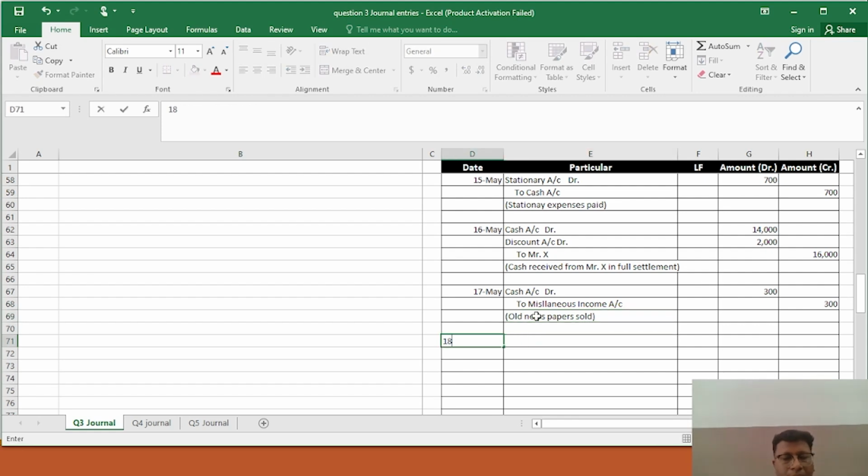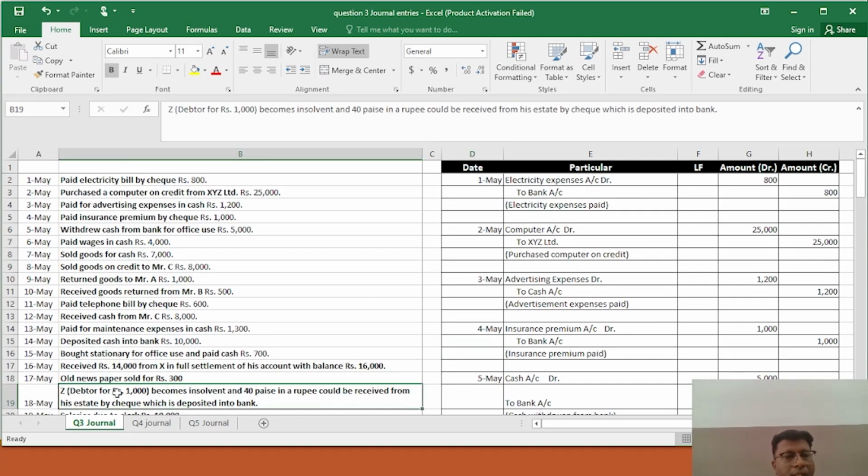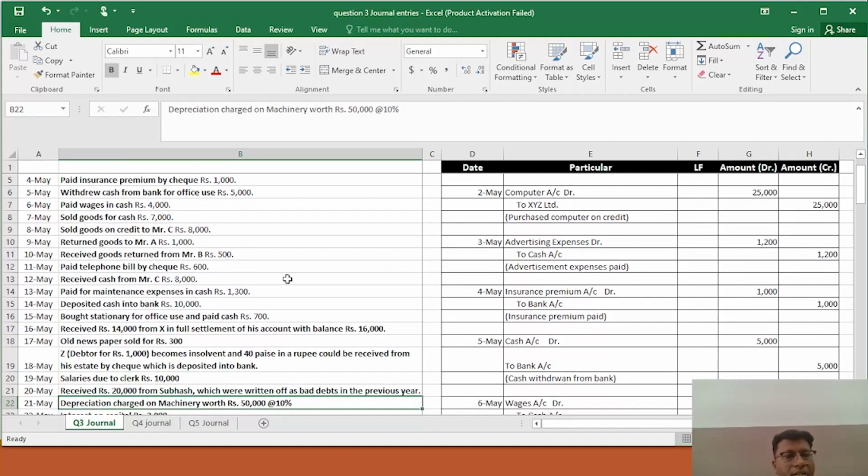And 18th May. What is the transaction as per the question? Okay, you see that the new transaction. Jet, a debtor for rupees 1000, becomes insolvent, and 40 paisa in a rupee could be received from his estate by check which is deposited into bank.